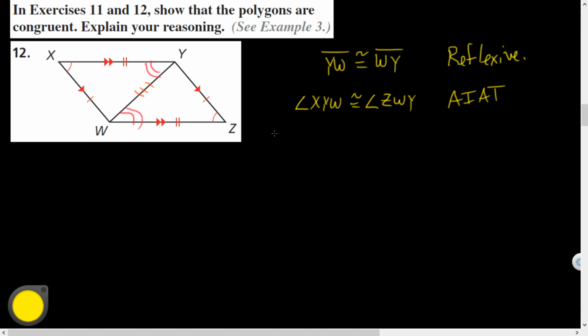And does someone have another statement we could make? What's the next corresponding pair of things that I have to show congruent? Looks like another pair of angles. And I would say angle ZYW is congruent to angle XWY. And the reason that's true, alternate interior angles theorem again. Man, I just can't wait to get to this proof.